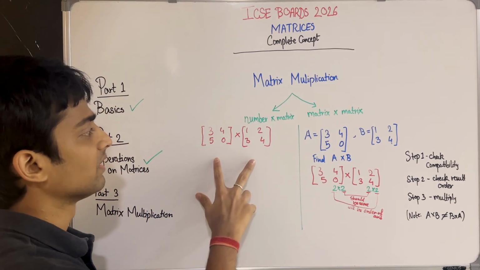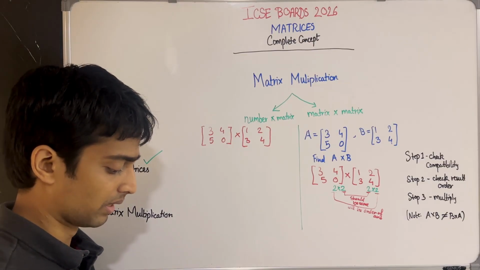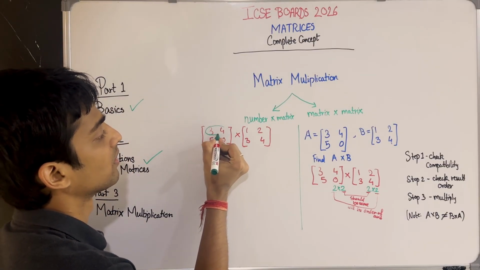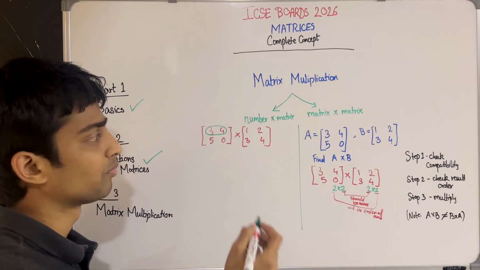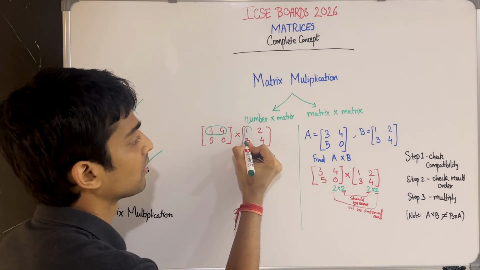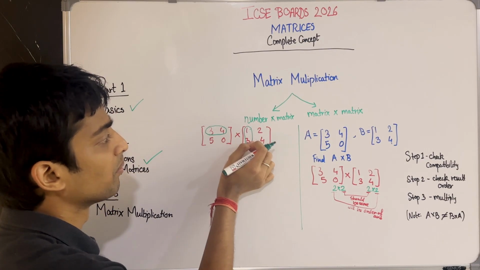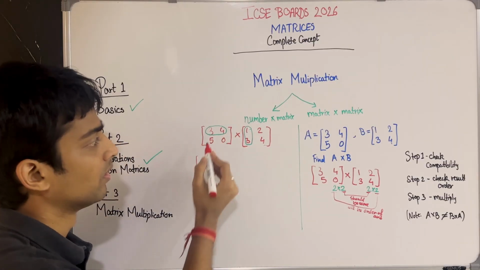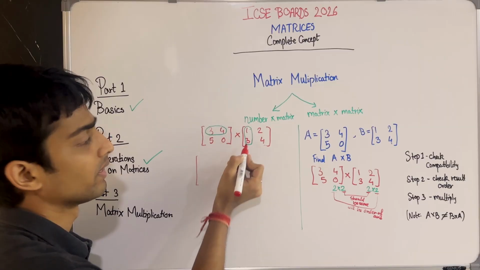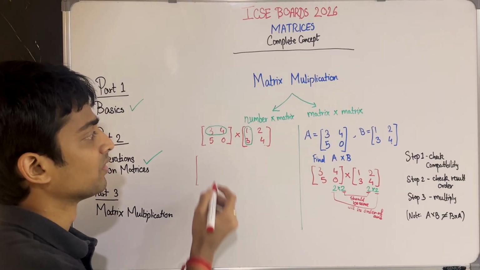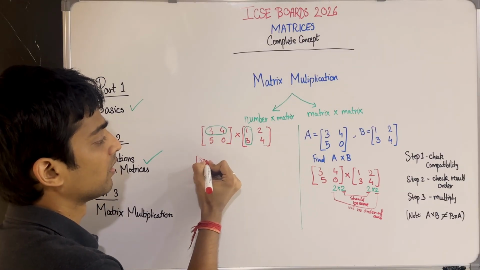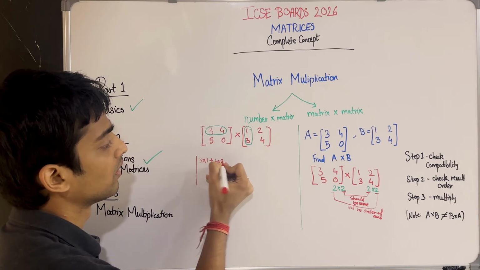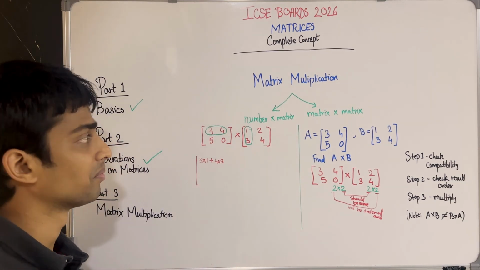Now we have these two matrices, we want to multiply. How do we multiply? First we take the first row of the first matrix, this is the first row, and take the first column of the second matrix and multiply them. Take this row and multiply it with the column, with corresponding elements 3 and 1, 4 and 3, and add them up. So 3 multiplied by 1 plus 4 multiplied by 3. This will be the first element of the answer.